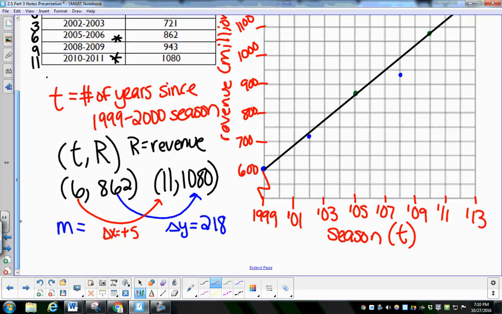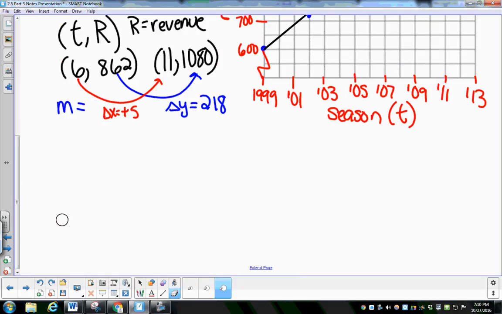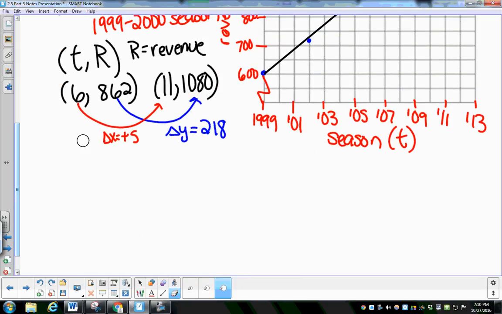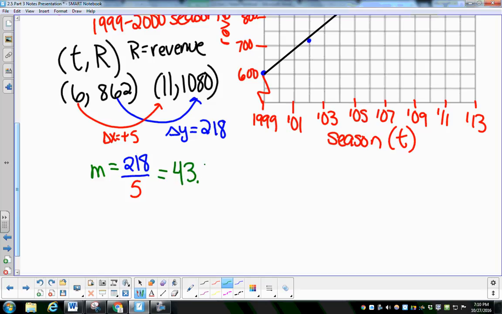So to write our slope, let me move this down a little bit here. To write our slope, it's going to be our change in y in the numerator, 218, and our change in x in the denominator, 5. Now, I know I always say leave your slope as an improper fraction, but when it's real life like this, it's okay to go ahead and divide it and just make it a decimal. If you divide those numbers, you get 218 divided by 5 is 43.6.